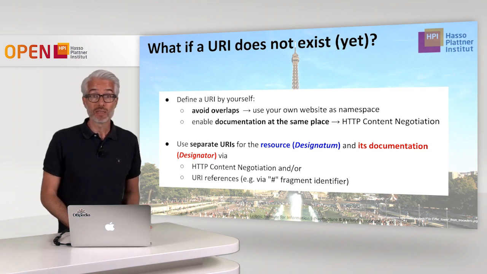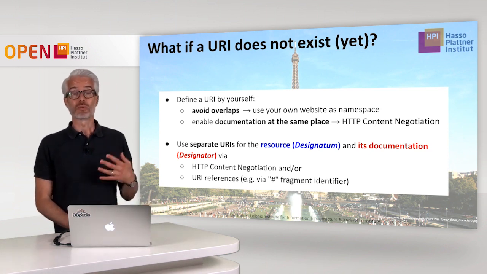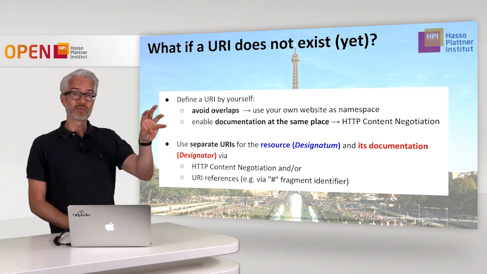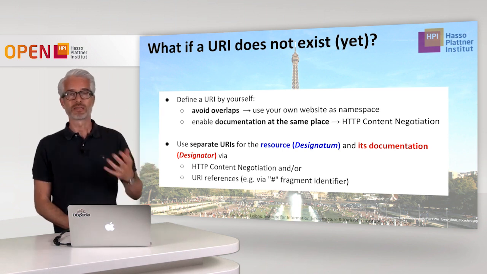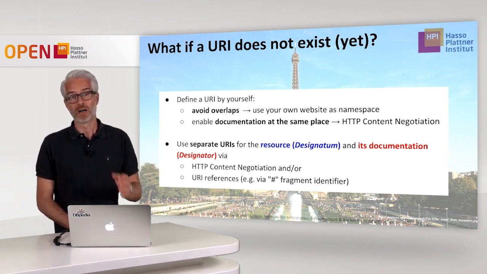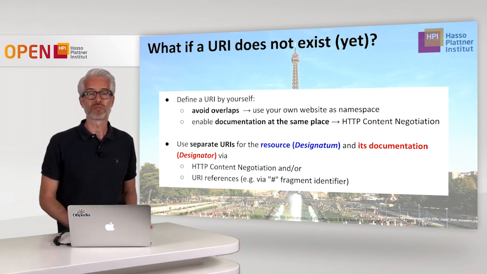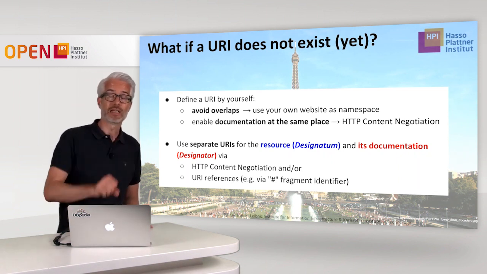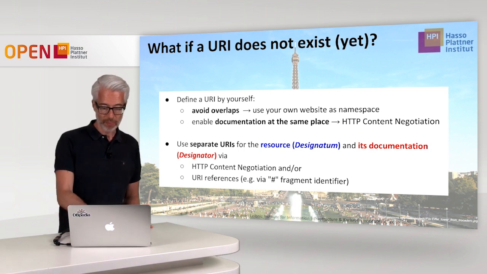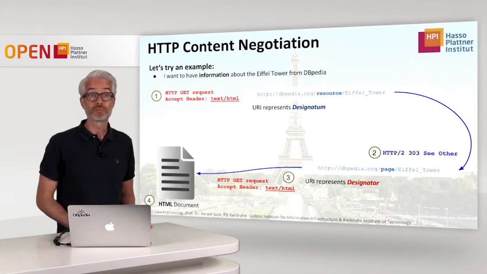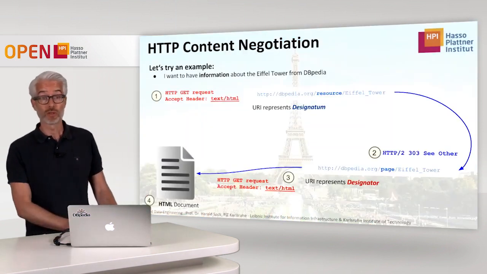Another variant would be to use two separate URI references which reference the same URI, and the designatum, for example, is only a fragment of this object. So you do this with the help of a fragment identifier. We will also have an example on that one. Okay, so let's have a look. Content negotiation works the following way.